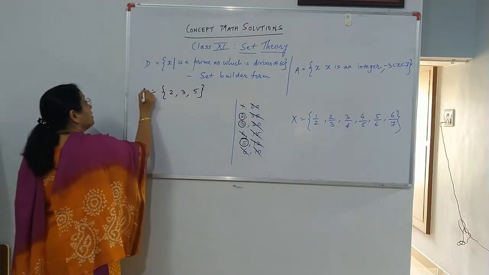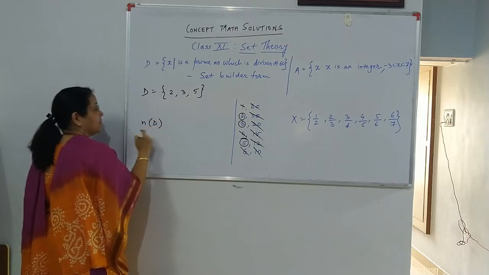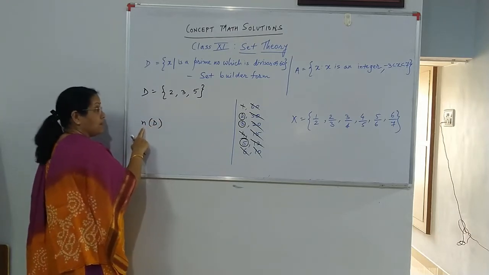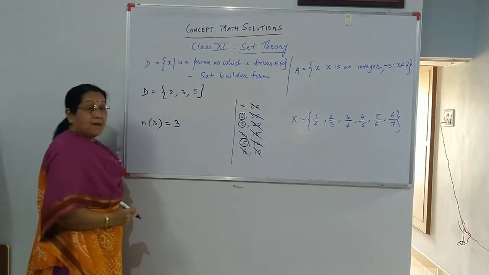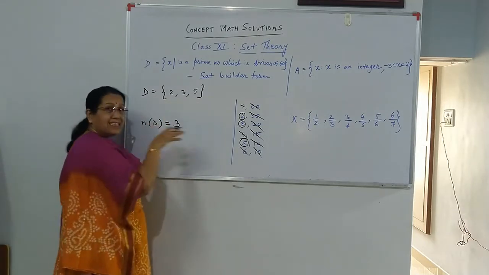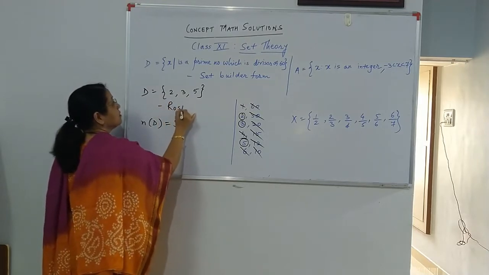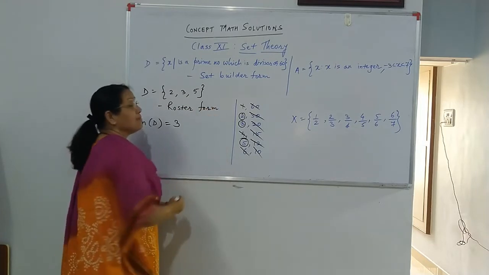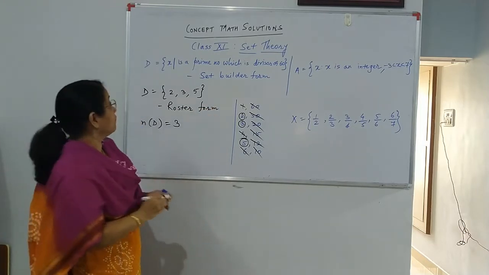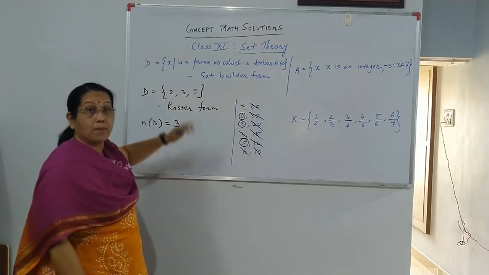So, what we write is n(D), the number of elements in D. This is the way to write it. The number of members in D is 3. There are 3 elements. Now, this way of listing the elements of a set is called the roster form of writing a set. That is, a set can be written in two forms. First is set builder form and then second is roster form.